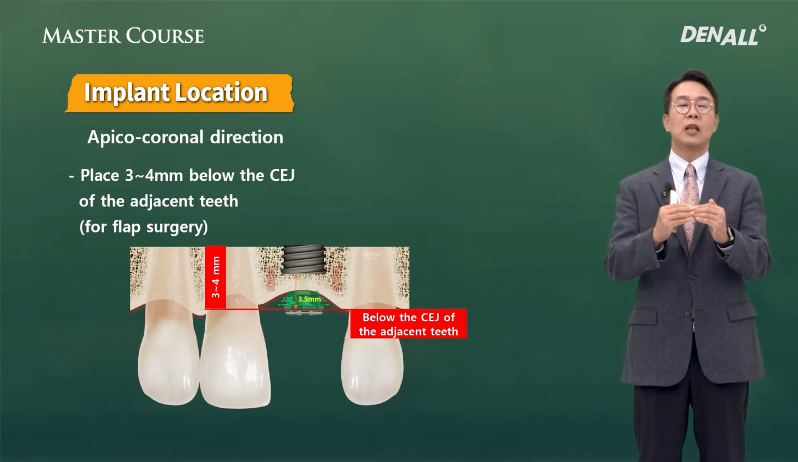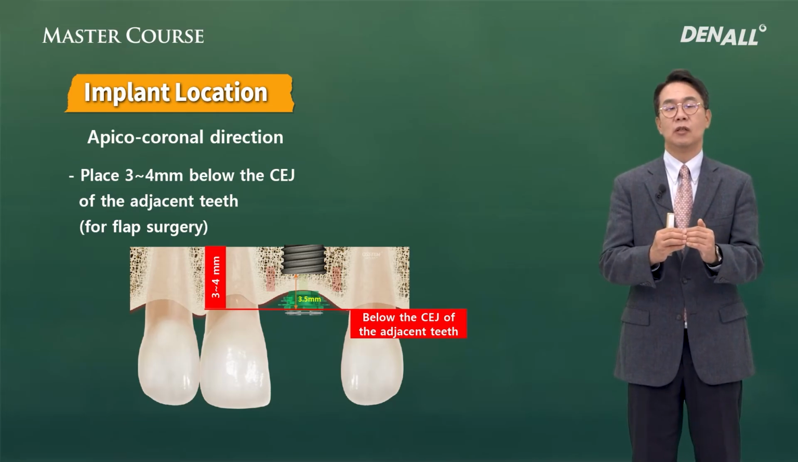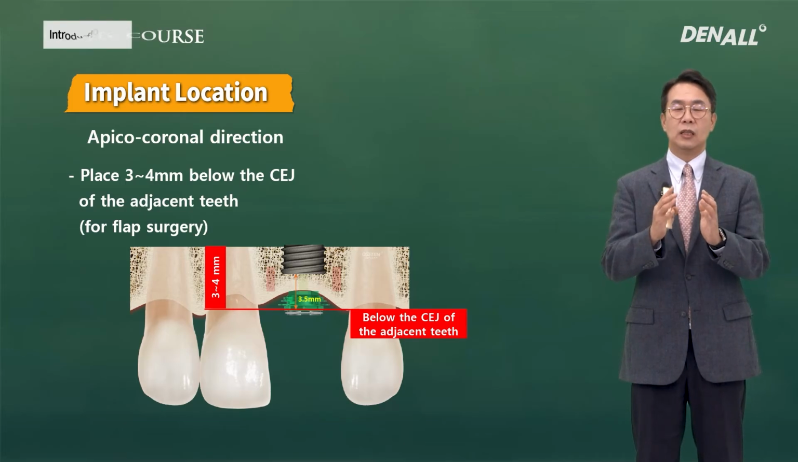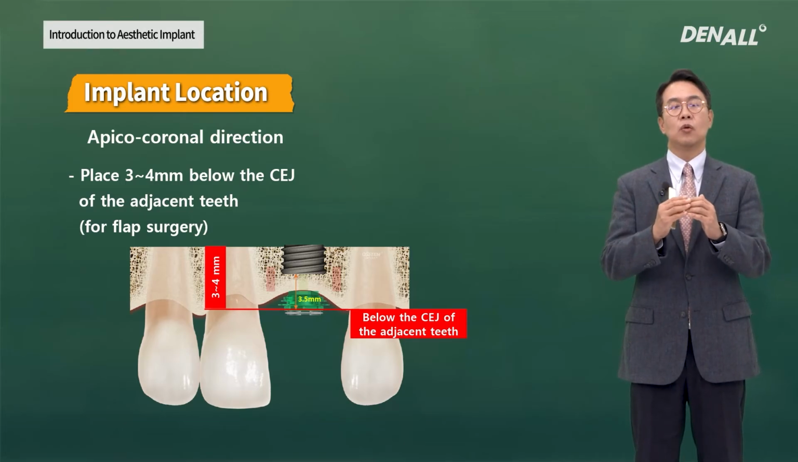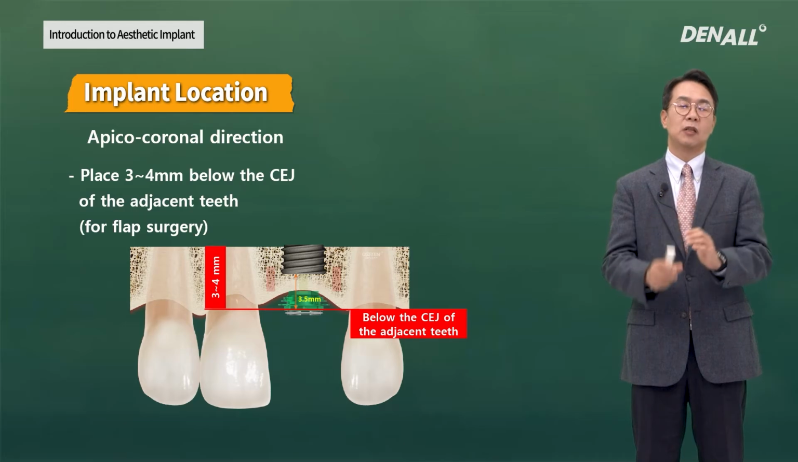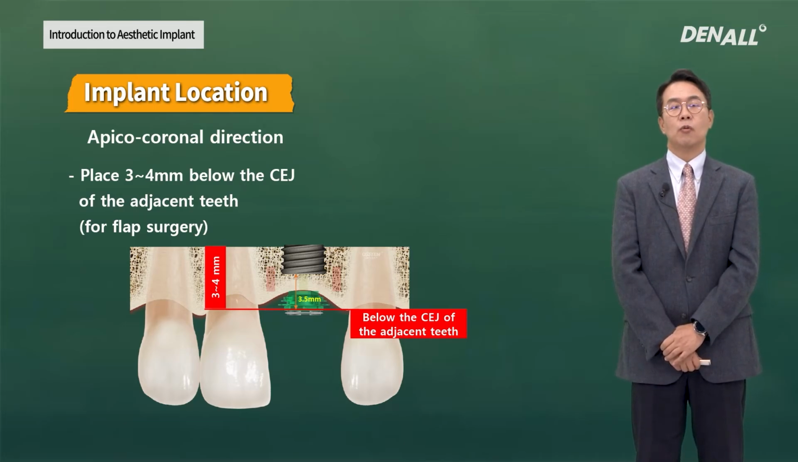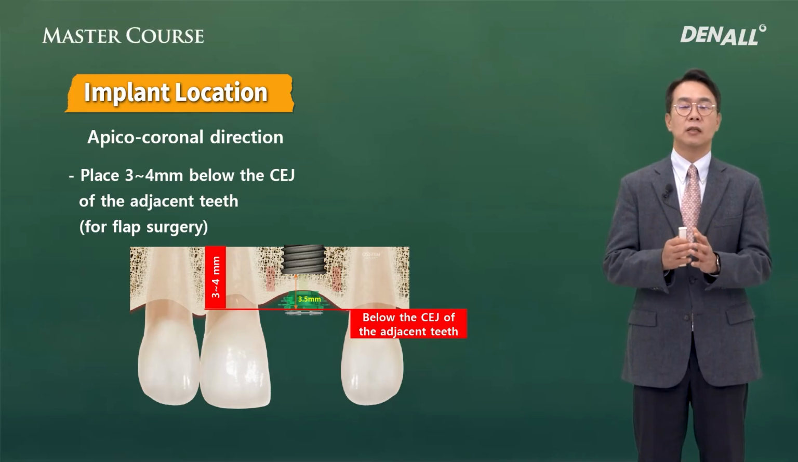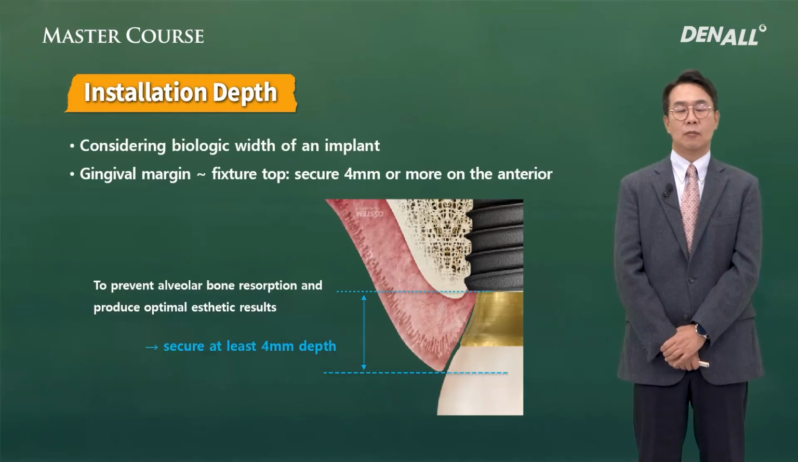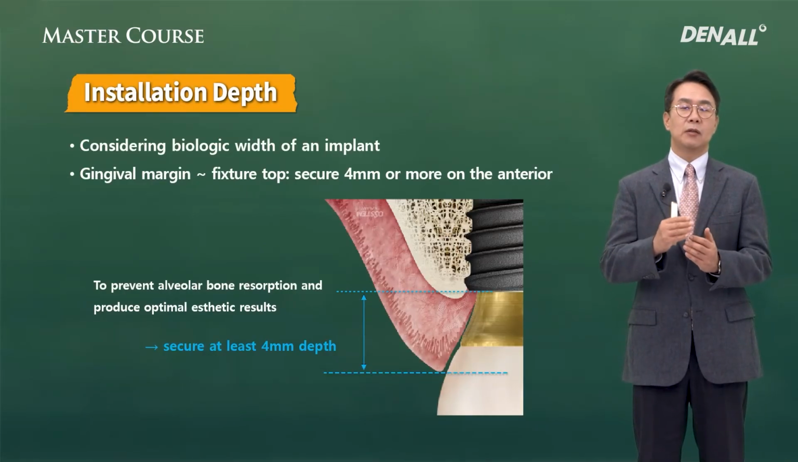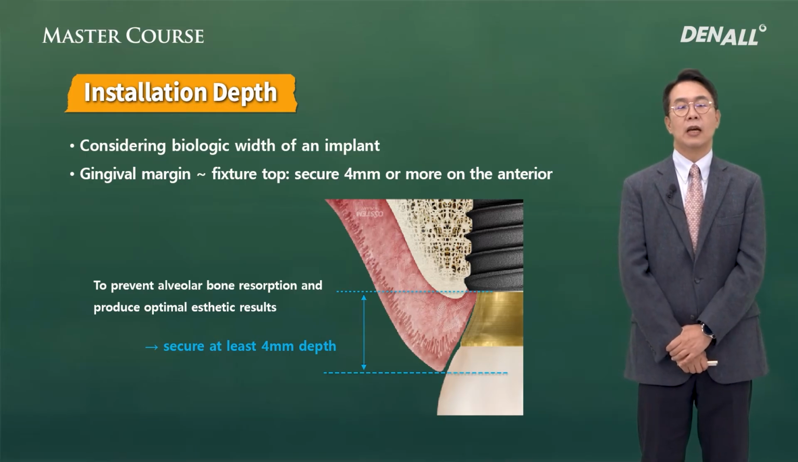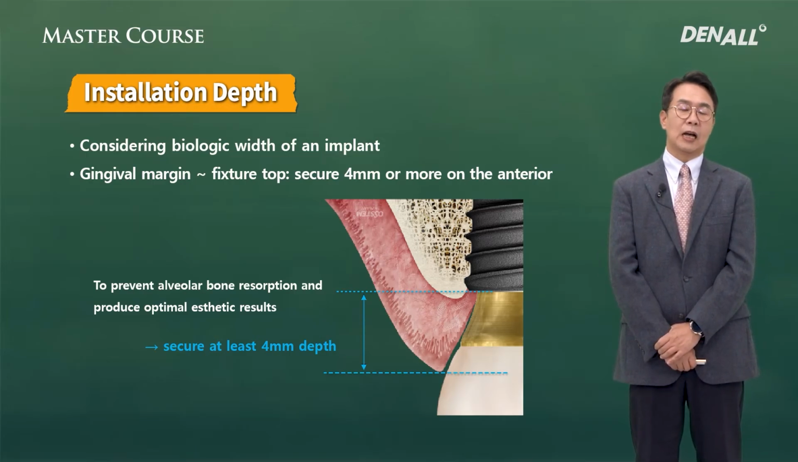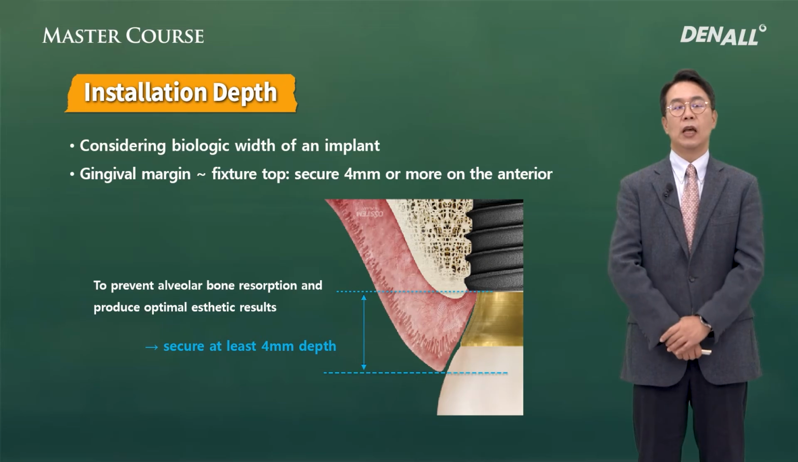Based on the CEJ, 2 to 3 millimeters. 4 millimeters is a little bit deep, but it's not a problem. But usually 2 to 3 millimeters below the CEJ with a flap surgery. Without a flap surgery, we need to look at the margin. From the margin to the top of the implant, it should be at least 4 millimeters in terms of the depth.